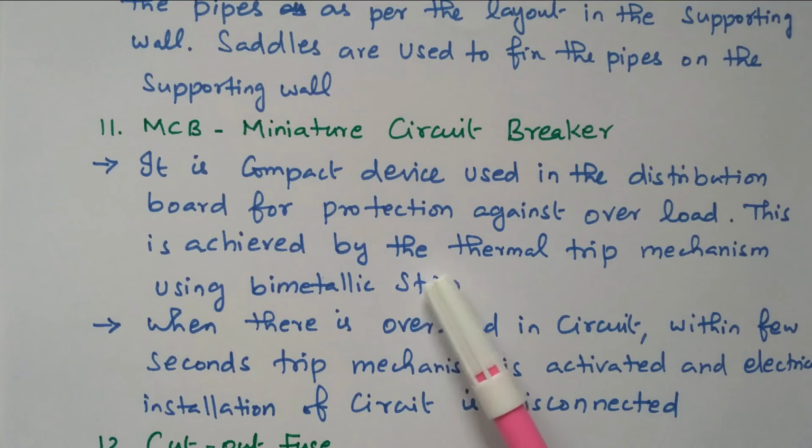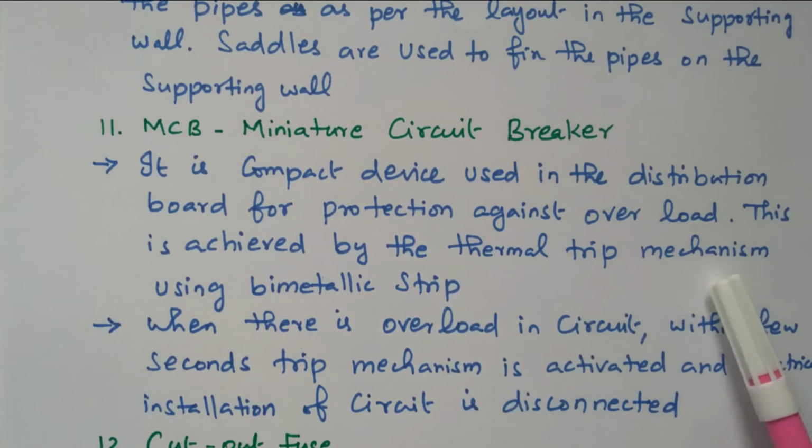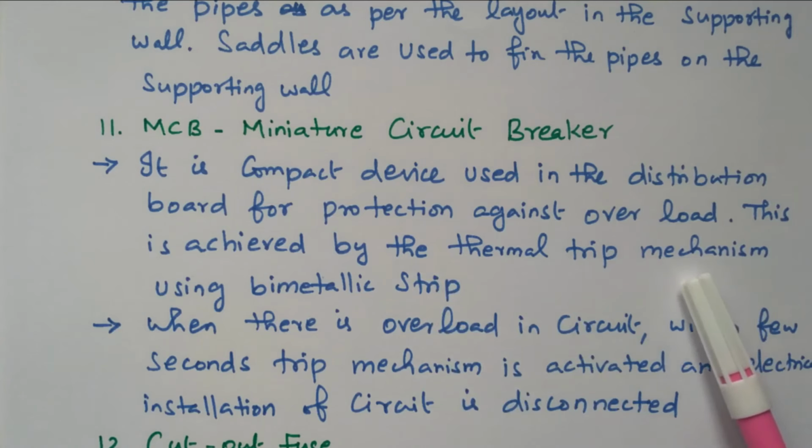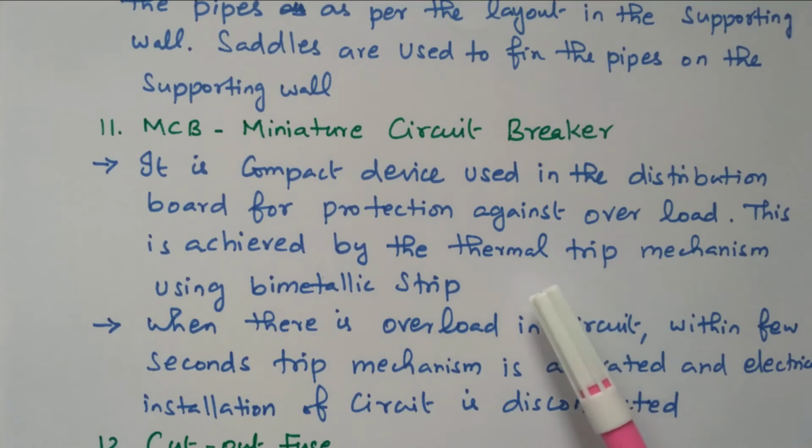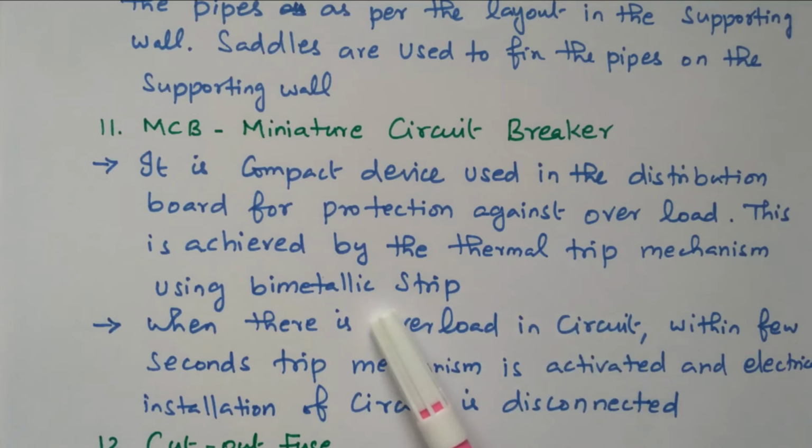It is based on the thermal mechanism. So if any abnormal condition is there, heat will be produced, and that will trip the circuit automatically. So there is no need to replace the fuse. It is based on the thermal mechanism, the bimetallic strip. During abnormal condition, excessive current will flow. That will create heat. Due to the heat, the bimetallic strip will be activated, and that will disconnect the circuit.